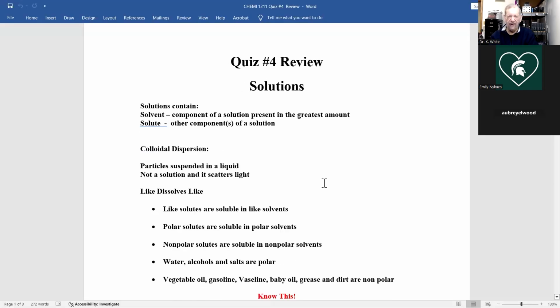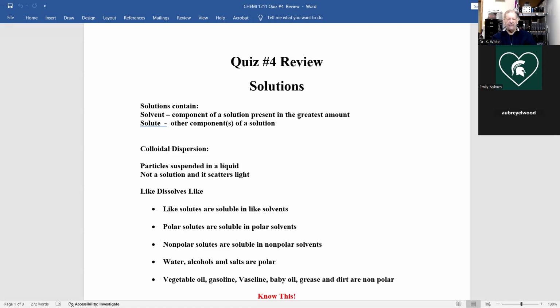Now, quiz 4, and what you're seeing is in the lecture section of Blackboard, cleverly named Chem 1211 Quiz 4 Review. I have both Word and PDF file. Now, the first thing you should know, there's certain definitions you should know. And that is a solution contains one solvent, but one or more solutes. What's a solvent? The component of a solution present in the greatest amount. What's a solute? The other components of the solution.